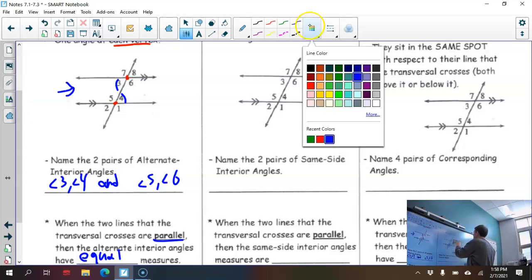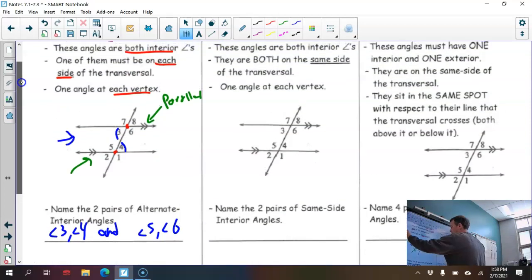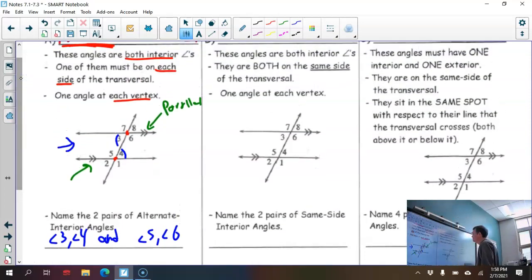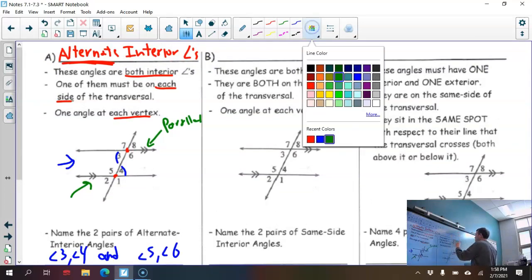By the way, do we know what this little symbol means? This little symbol means parallel. So when two lines have that little arrowhead, it means they're parallel to each other. All right, this brings us to our second pair.